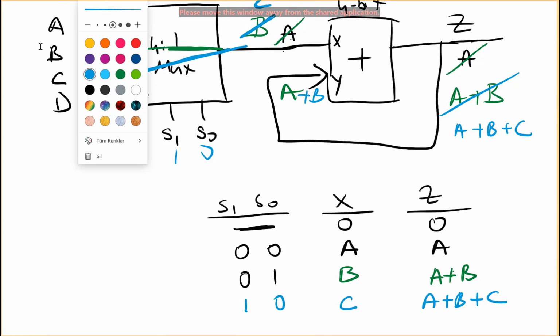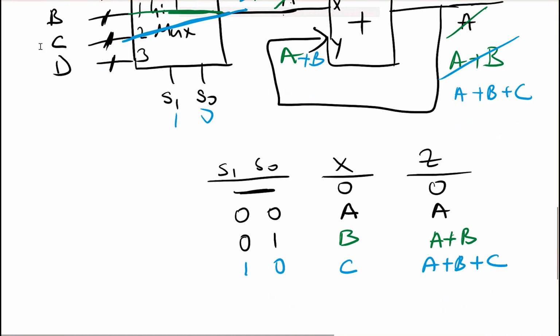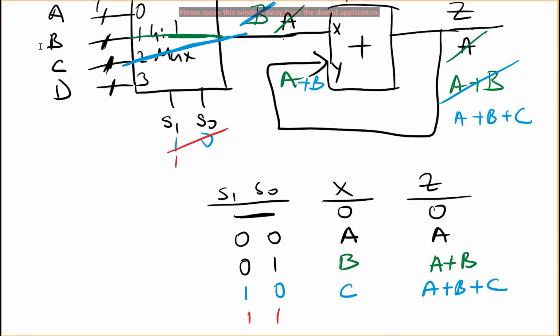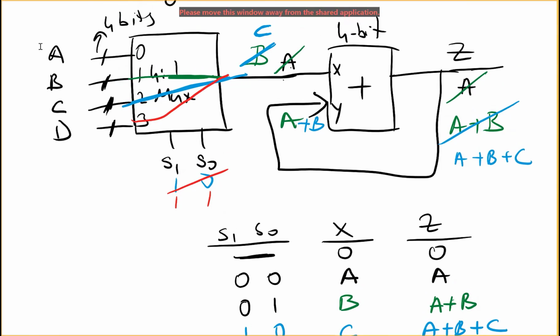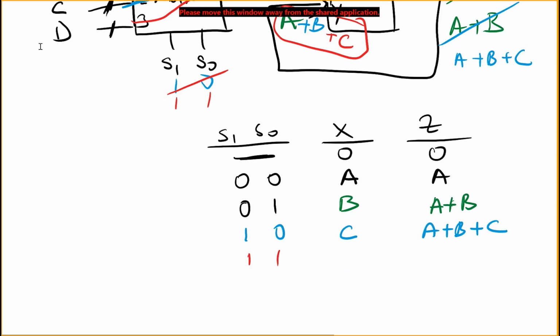And after some time, now I will change my select signal to 1, 1. So I will have 1, 1 here. So this means I will be connecting D here. So the X input will be D in this case. And now we have A plus B plus C for the Y input. And we will have D here. And at the output I will have A plus B plus C plus D.